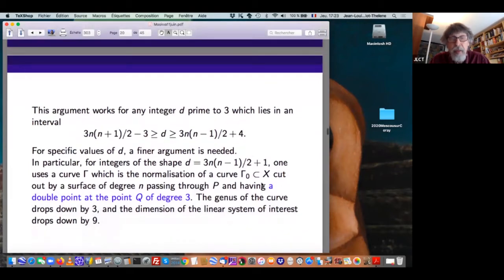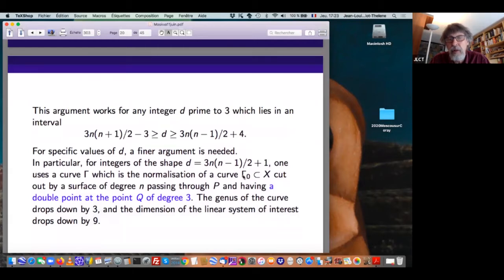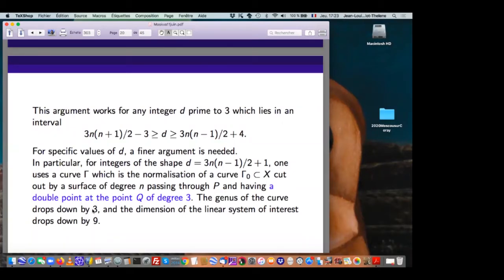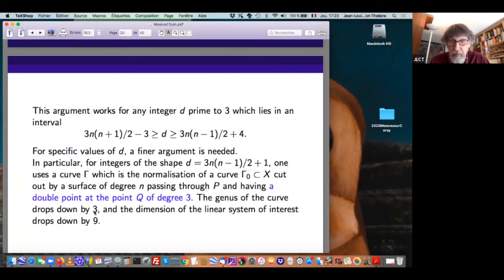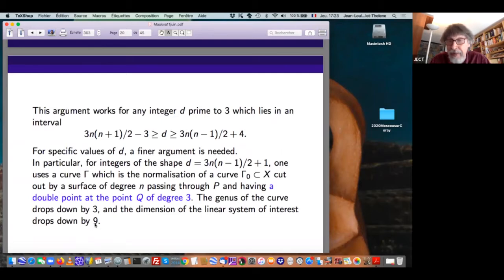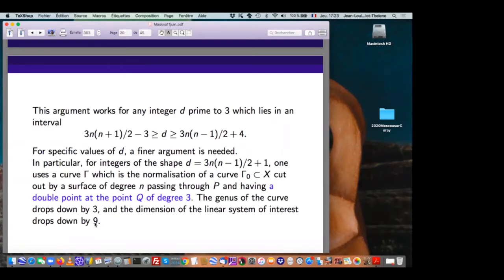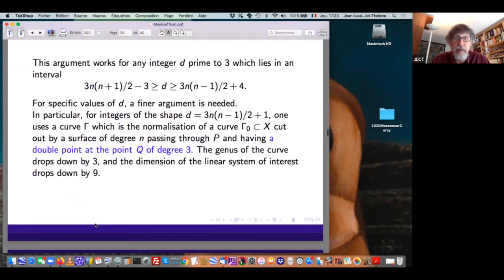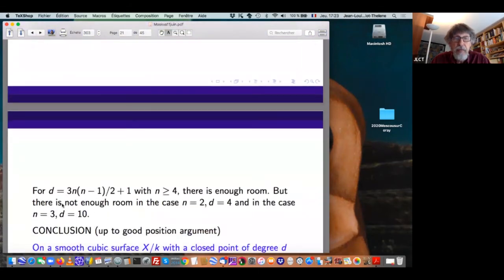Corey's idea at that point is to impose singularities on the curve. So what he does is take curves which pass through the point P of degree d, and which have a double point at the closed point of degree 3. So the genus of the curve in the linear system drops by 3, because we have 3 double points geometrically. But the dimension of the linear system drops by 9, because we have 9 linear conditions. And so for d of this shape with n at least 4, there's enough room.